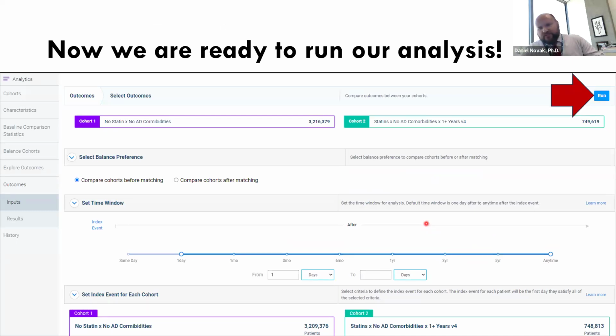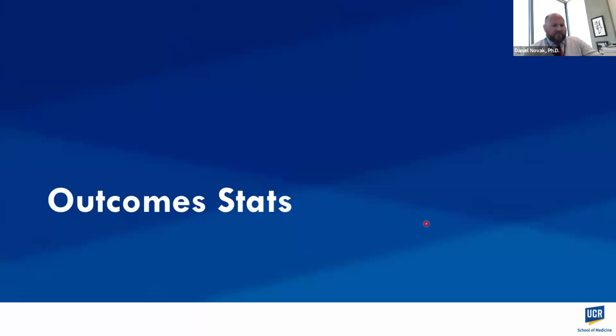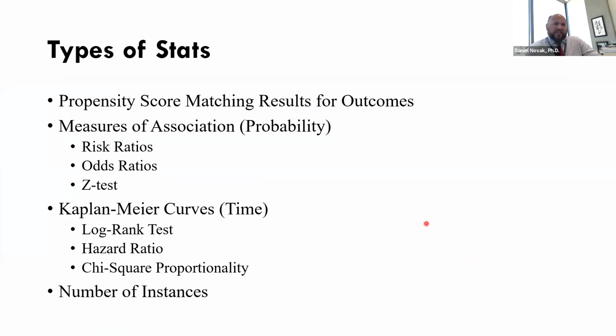Okay, you've made your decisions, you've run your cohorts, you've redesigned your cohorts, you've got your initial outcomes, and you're going to run it. Now we're prepared to run our analysis, and I am going to turn propensity score matching on for that one as well. So let's look at your outcome stats. This is going to be a little biostats heavy, so if you hate biostats, well, that's tough. First, we're going to look at your propensity score matching results for outcomes. We're going to see what those look like in mean again. We're going to look at your measures of association, probability, risk ratios, odds ratios, and z-tests.